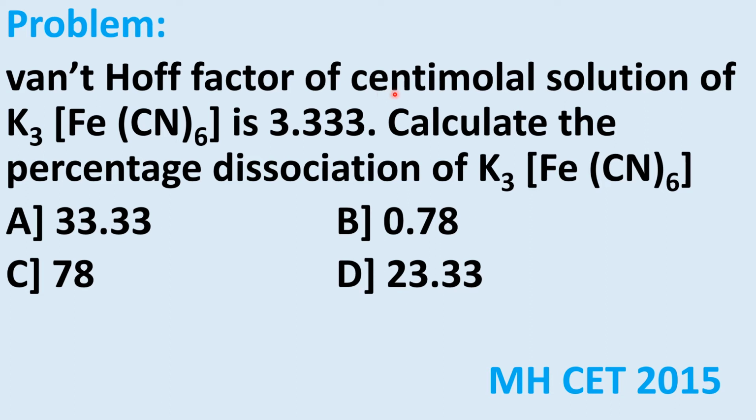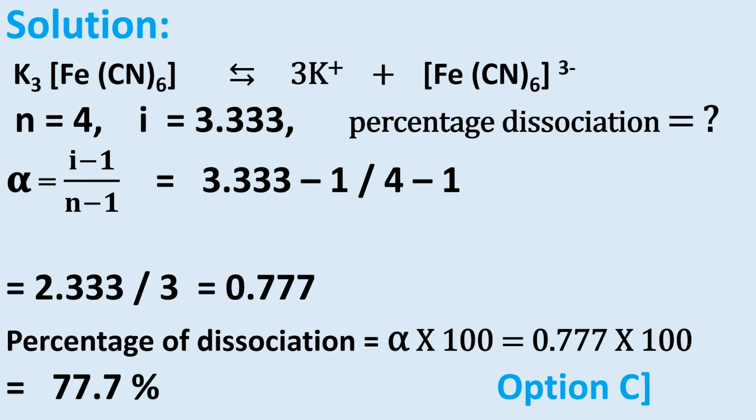Van 't Hoff factor of centimolal solution of K3Fe(CN)6 is 3.333. Calculate the percentage dissociation of K3Fe(CN)6. Option A 33.33, option B 0.78, option C 78, option D 23.33. K3Fe(CN)6 dissociates to give 3 K plus ions and 1 ferricyanide ion. So the number of ions is 3 plus 1, that is 4. So value of n is equal to 4.